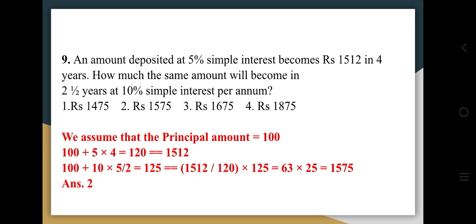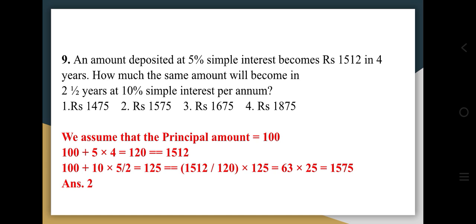Suppose the 100 is deposited at 10% for 2.5 years. Then it will become 100 plus interest at 10% for 2.5 years. That is 100 plus 10 into 5 by 2, that is 100 plus 25, that is 125. So when 120 corresponds to 1512, what does 125 correspond to? So we have to divide 1512 by 120 and multiply that by 125.